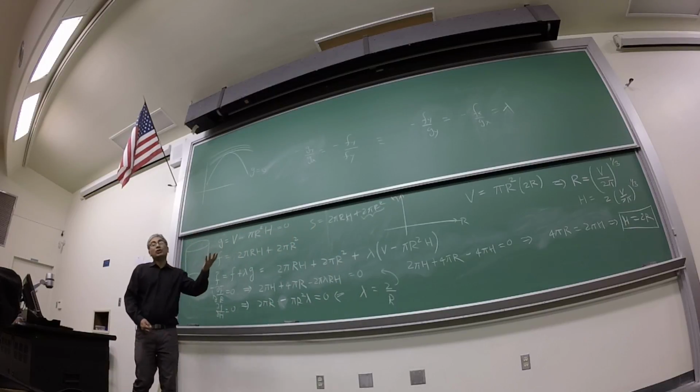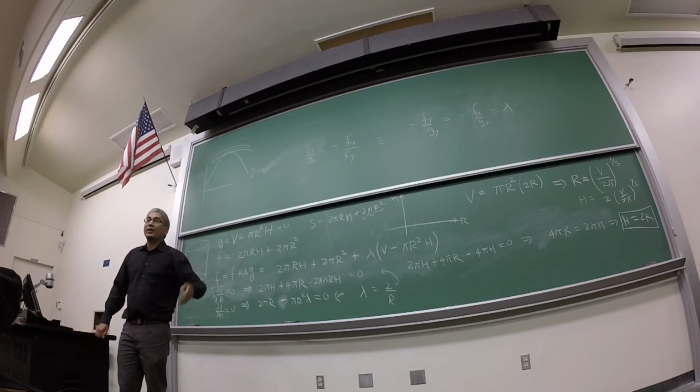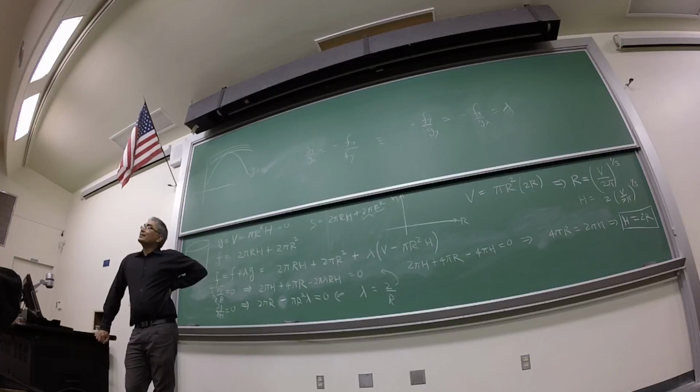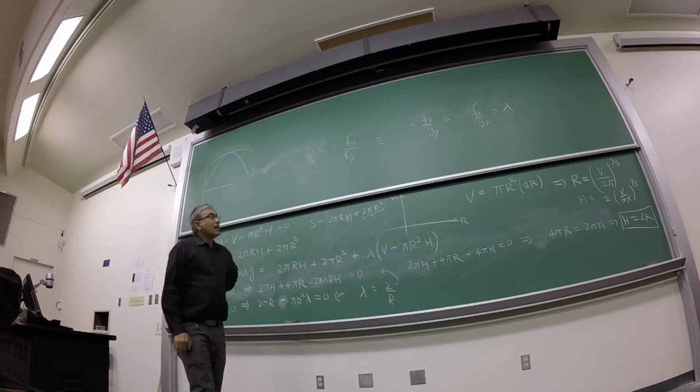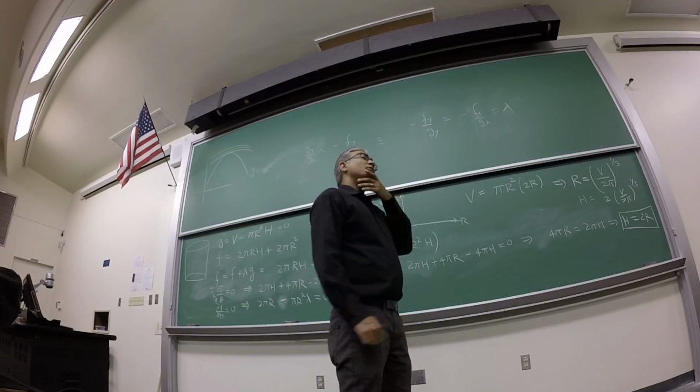So that means the solution we have must be a minimum. It cannot be a maximum because the maximum appears at r goes to infinity. Does it make sense? I still don't see how you're concluding that it's a minimum. Well, how should I say this?